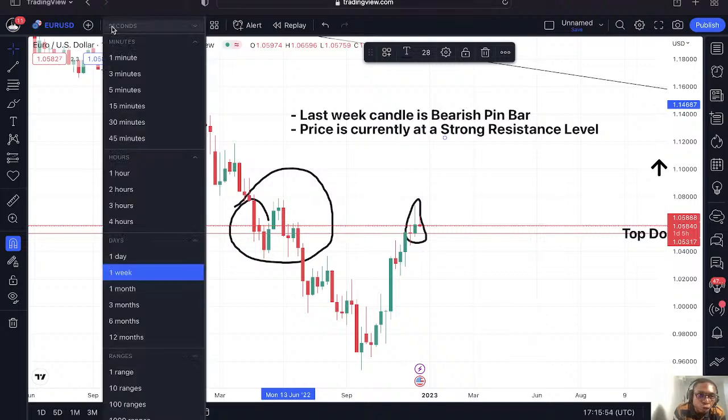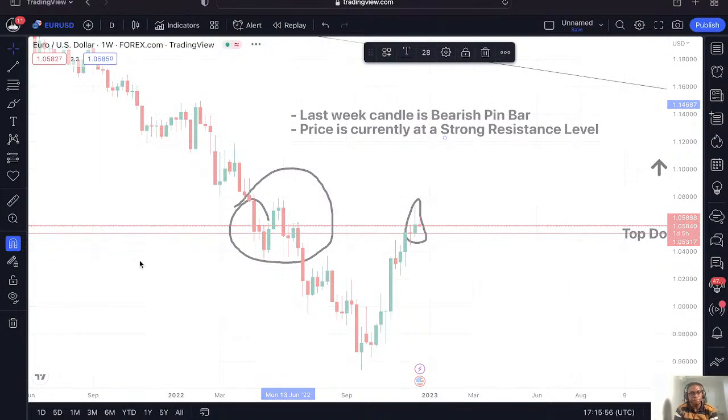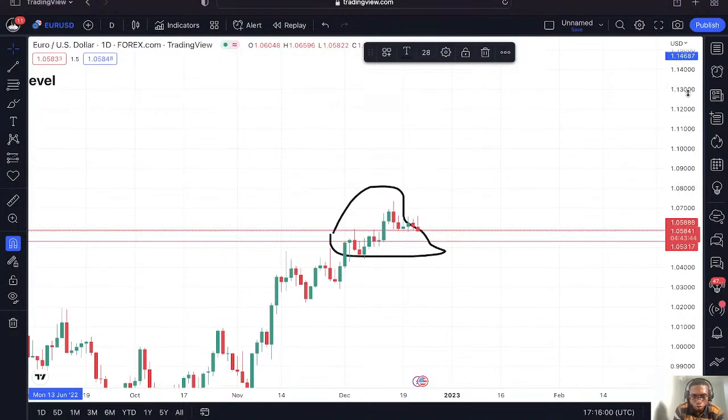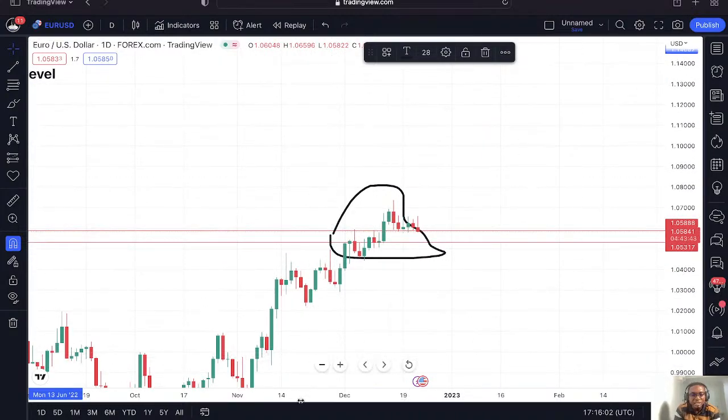So let's go down to the daily time frame. What is the daily time frame telling us? What is currently happening on the daily time frame?